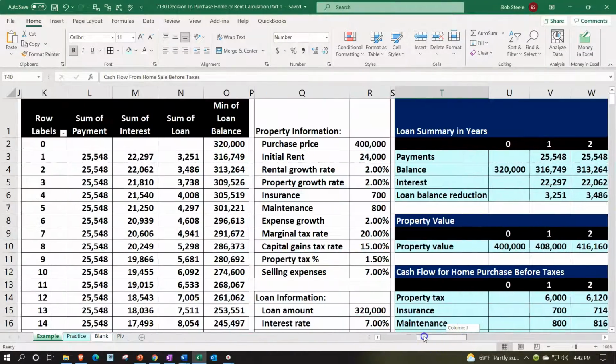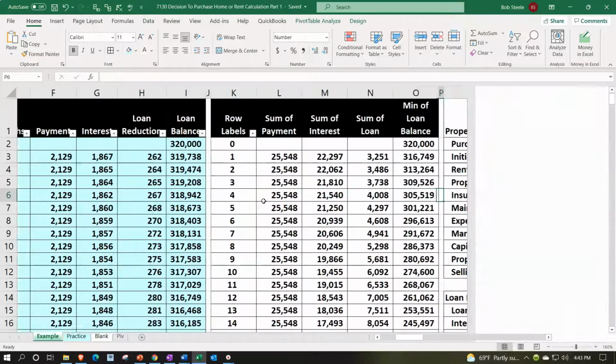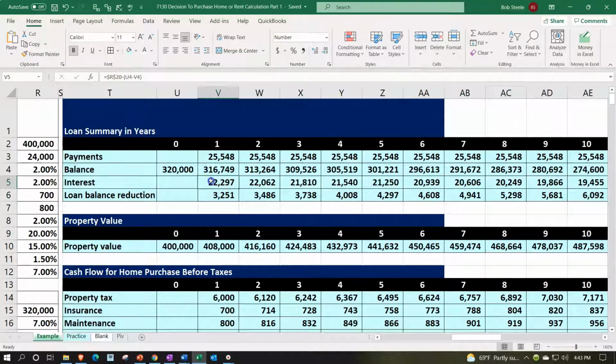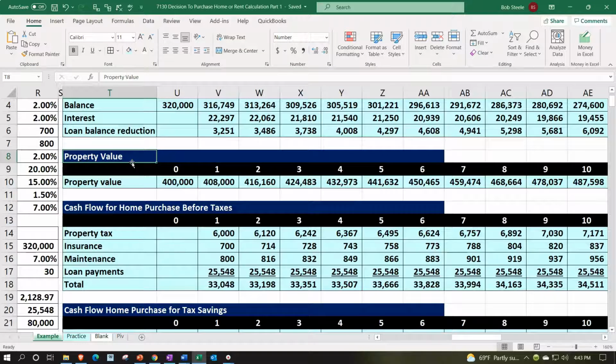If we go all the way to the left, we've got our data on the left, which are going to be our assumptions on which we're going to do the rest of our calculations and have been doing in prior presentations. Starting with the amortization table, we then constructed the pivot table. Then we entered our data with regards to the loan summary on a horizontal basis. We looked at the property value increasing.